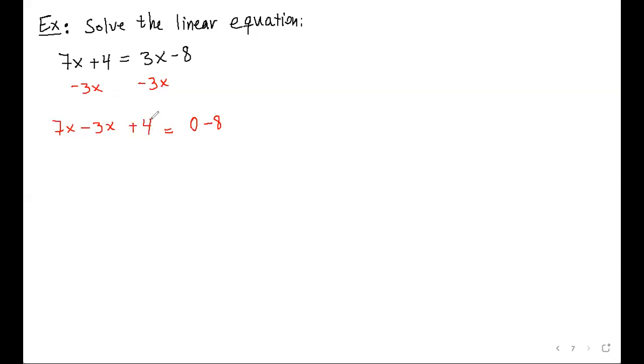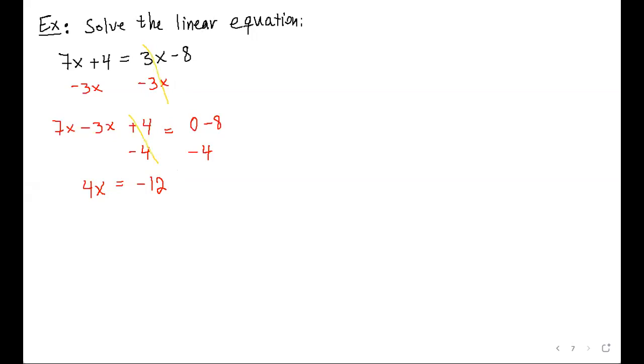Now we need to move the plus 4 to this side. What do we have to do? Subtract again from both sides. We get now 7x minus 3x is 4x, equal minus 8 minus 4 is minus 12. Here the 4 is cancelled.